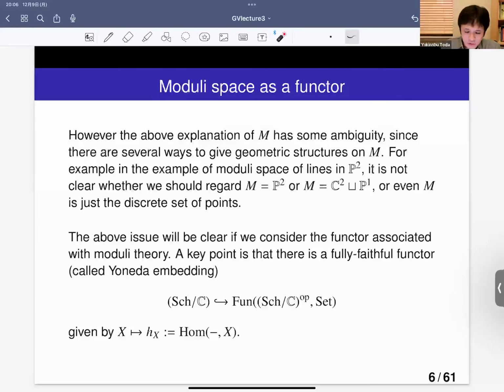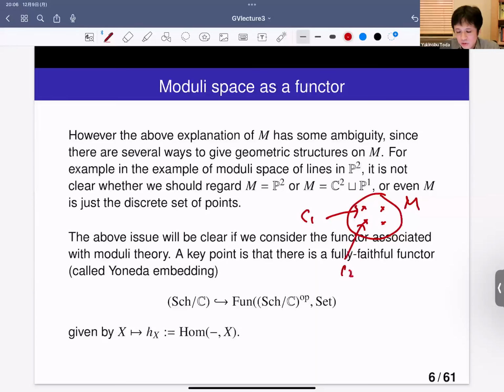However, for example, in the case of lines in P2, I said that the moduli space is again P2, but there is some ambiguity in the notion of moduli space. Usually when people say moduli space, we have some space M such that each point corresponds to some geometric object. For example, at each point you may have some curves, say C1, say C2, and so on. But if you can find such a space, it is not clear what kind of geometric structure you should consider.